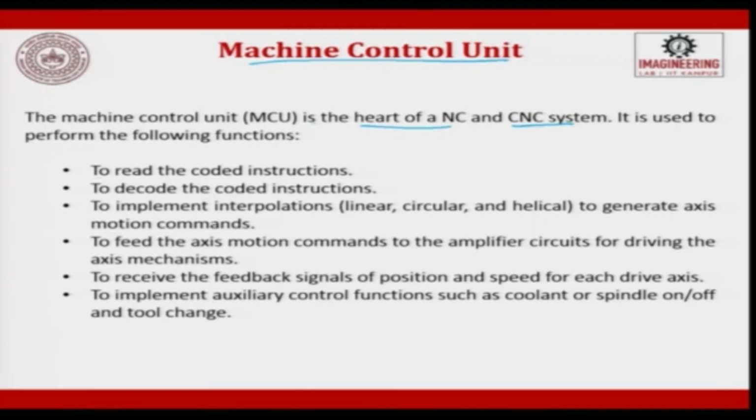First, to read the coded instruction. Next, to decode the coded instruction. First it will read, then it will decode, so please understand: read, then decode. Then, to implement interpolation such as linear, circular and helical. What is linear? Start point, end point, straight line: linear interpolation. What is interpolation? I have given the end points and the equation of this line, and now I want to find the discrete points in between. That is called interpolation.